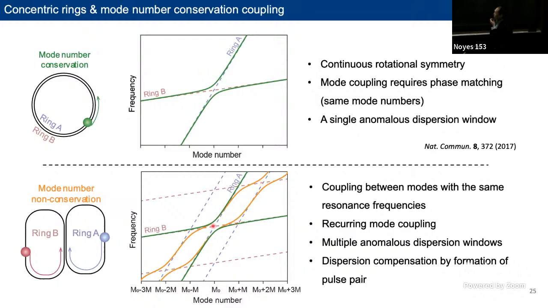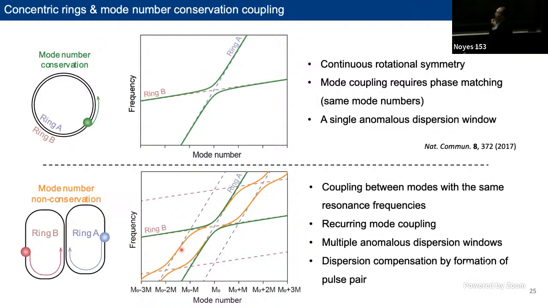For example, at this point, this point, and at this point. So whenever the frequencies of the resonators are matched with each other, they will be able to couple with each other. And I will discuss more later why this coupling doesn't require mode number matching.